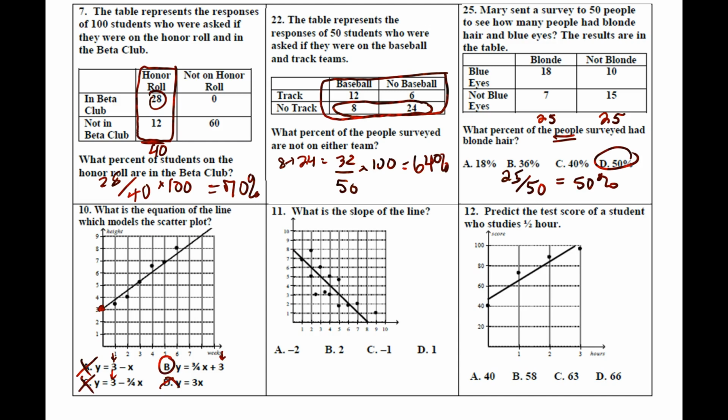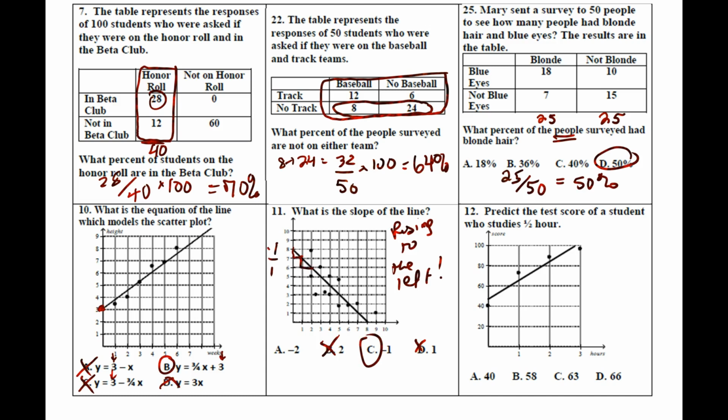What is the slope of the line? The slope of this line will have to be negative. It's rising to the right, to the left, so it has to be negative. So you're out and you're out. And let's look. Down 1 over 1, down 1 over 1, negative 1 over 1 has to be C.